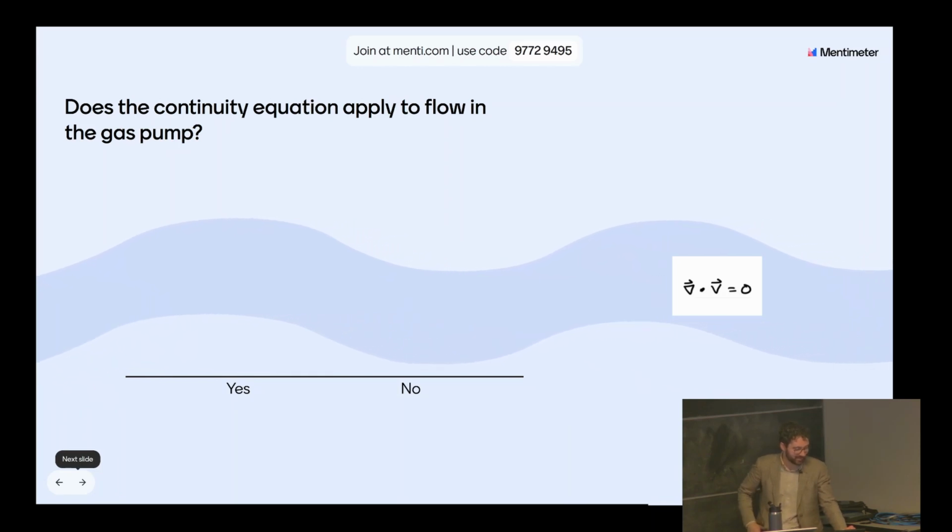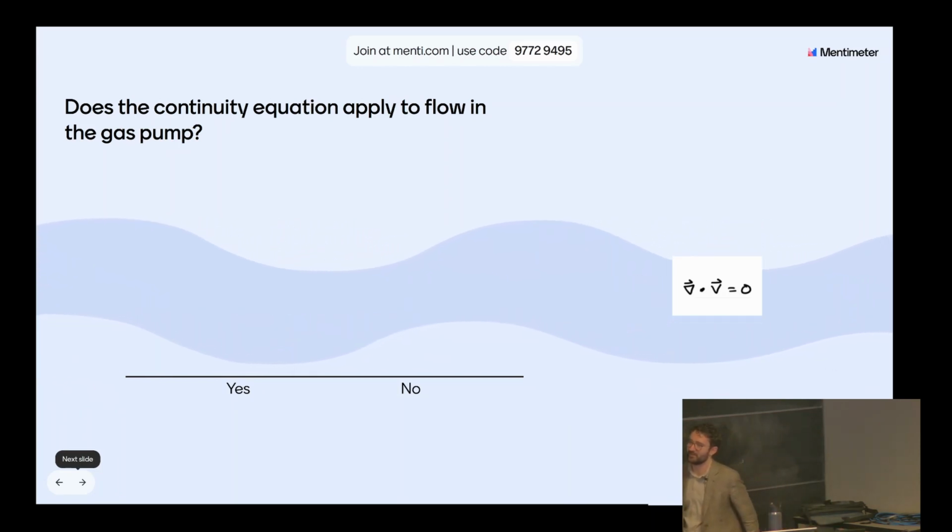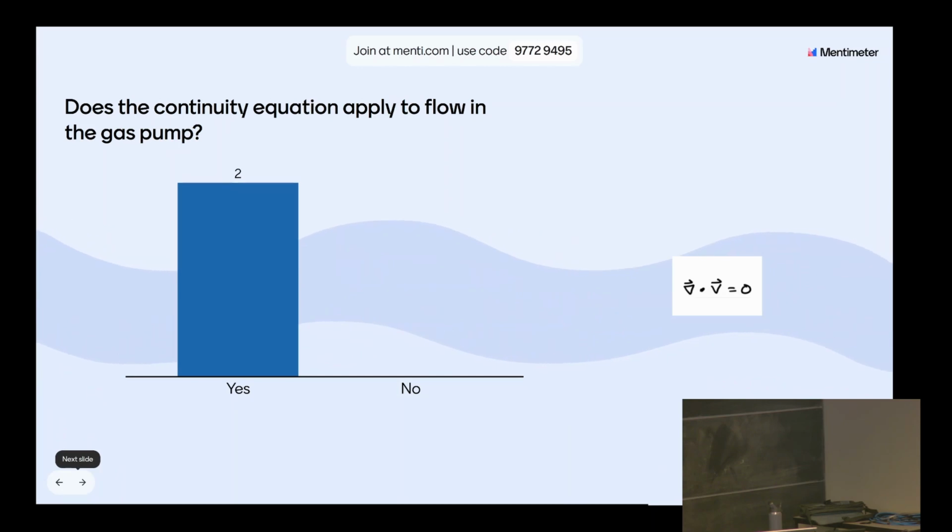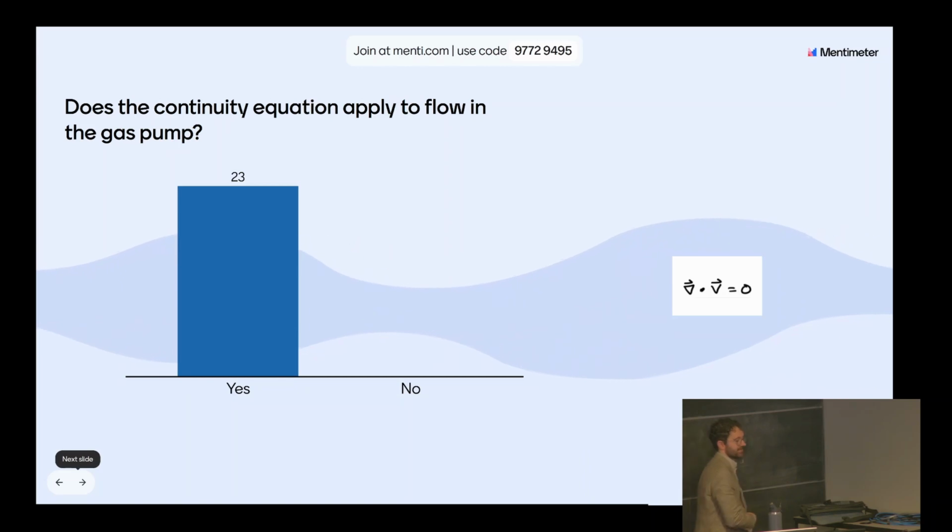I have another one here. So does this continuity equation here apply to flow in the pipe? So yes, it does. Very good. Clearly I explained that part of the course better than Bernoulli's equation, because it's a lot less split. Most liquid flows in pipes are considered incompressible, and we know that mass is conserved. So yes, the continuity equation applies to the flow in the pipe.